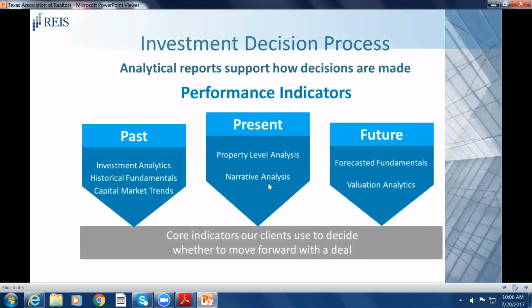Now, based on client feedback, what we really focus on here is performance indicators, just to help you guys make decisions. Now, you can look at the past, present, or future on our website. We'll provide you with property level analysis, historical trends, as well as forecasted fundamentals. And again, that goes back to the 37-year time series and our 5-year forecast.